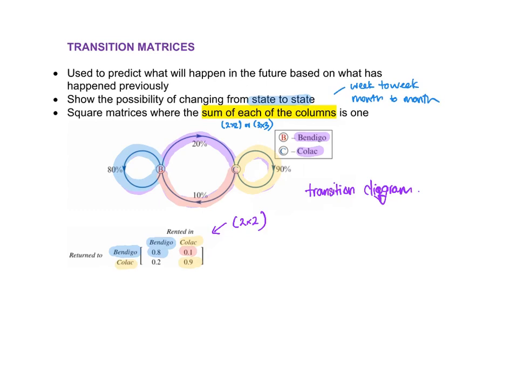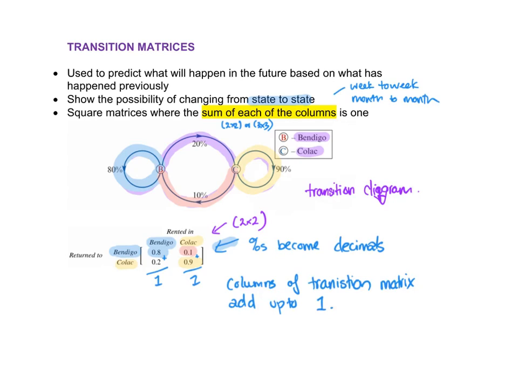So you notice in the transition matrix, the percentages become decimals. And also we'll see that the columns of a transition matrix add up to 1. The columns of a transition matrix will always add up to 1. So we can see why we have to change to decimals, so that they'll add up to 1.